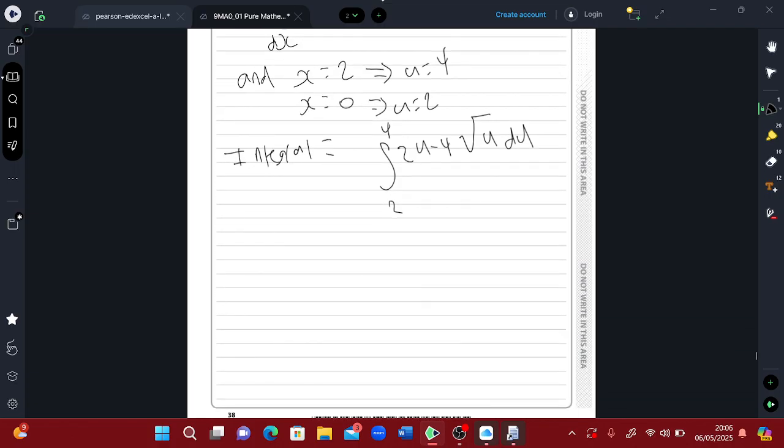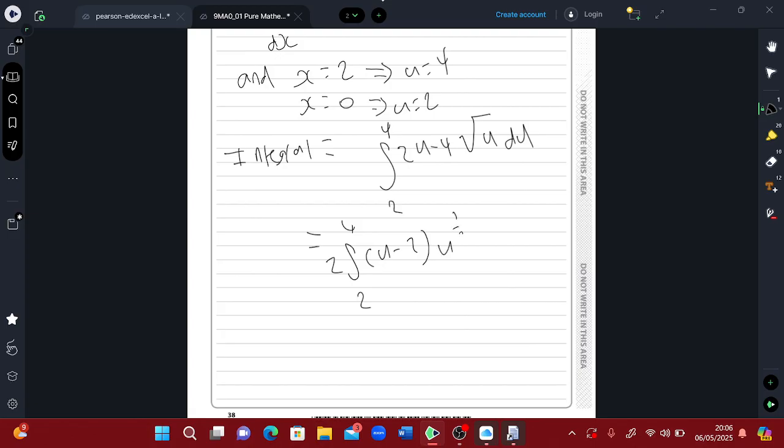And actually, what we can do then is use our power rules, because root u is going to be u to the half, isn't it? And actually, you can bring a 2 out as well. We can factor a 2 out, make it easy for us. u minus 2. There we go.